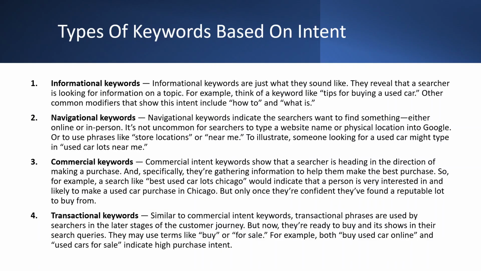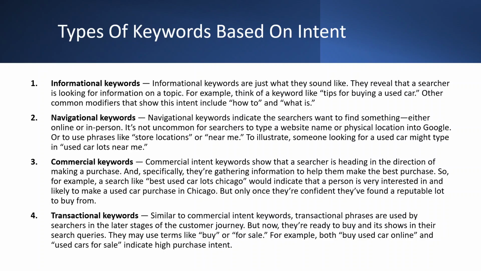Under based on intent, we have informational keywords. Informational keywords are those keywords that provide some kind of information. It can be what is digital marketing, what are the types of SEO, what are the types of search engine marketing, what are the types of Facebook ads, and it can be like how to conduct keyword research for SEO and all. So these are the informational keywords.